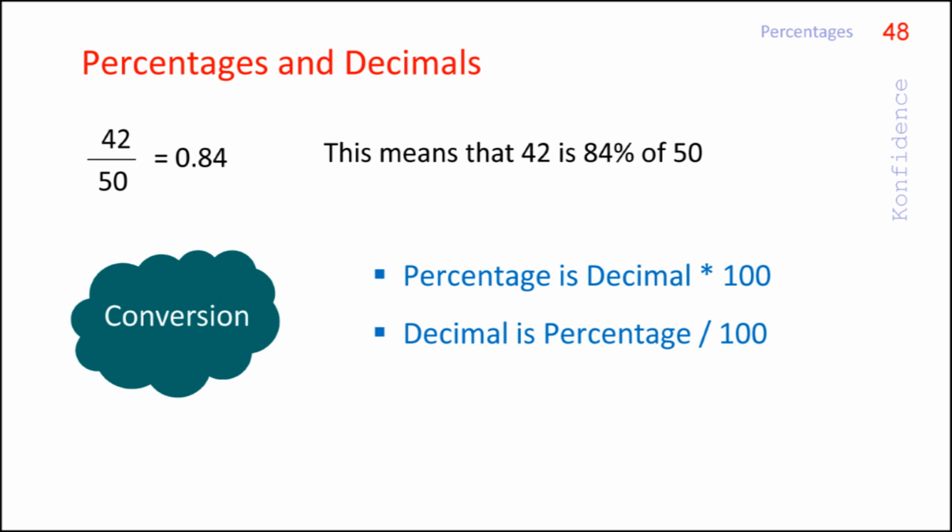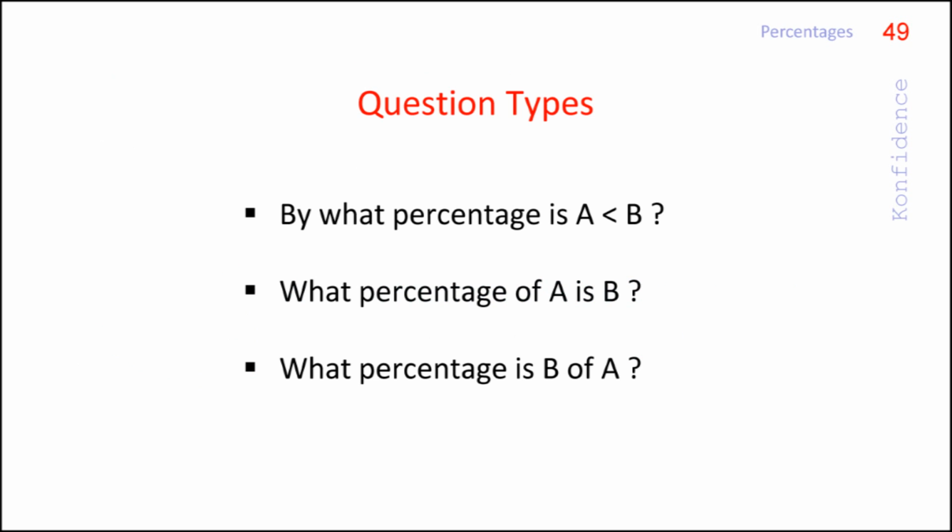And what is the conversion from decimal to percentage? Percentage is decimal into 100. Similarly, decimal is percentage divided by 100. All said and done, it is important to know how questions are framed under the concept of percentages. Let us see some examples. By what percentage is A less than B? What percentage of A is B? What percentage is B of A?